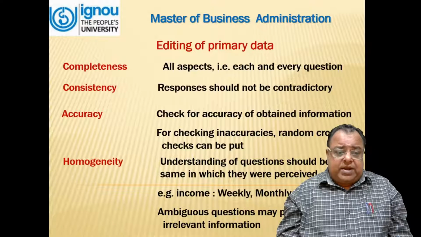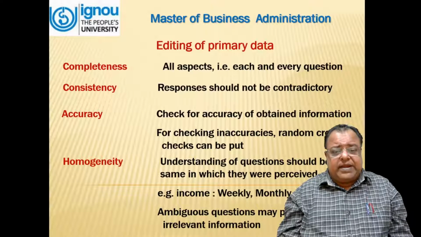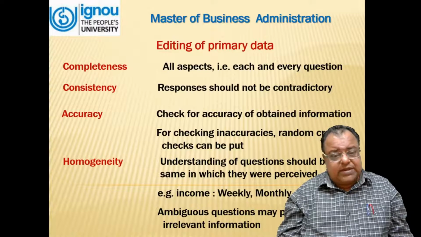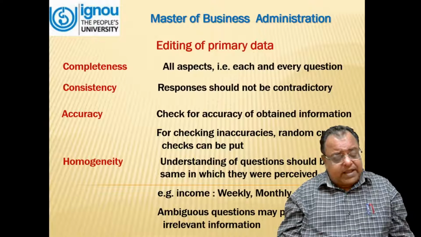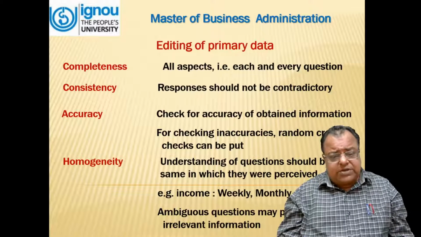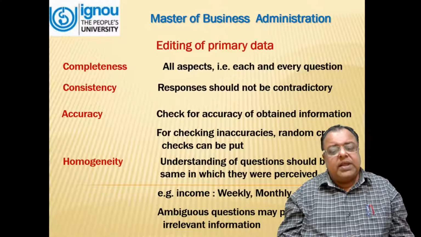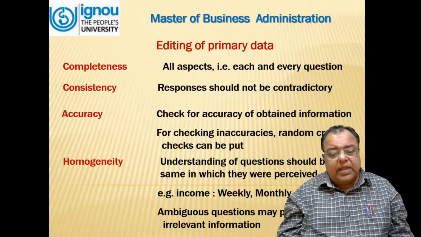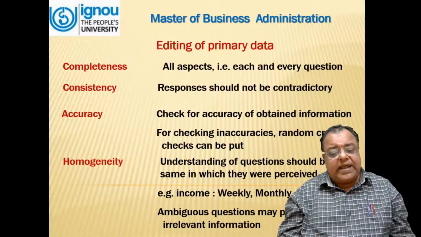The editing of primary data is to make it complete in all respects; each and every question has to be taken care of. We have to see the consistency, that the responses should not be contradictory. Accuracy, we have to check the accuracy of the obtained information. For checking accuracy, random cross-checks can be made. And regarding homogeneity, the understanding of questions should be the same in which they are perceived. For example, income can be weekly, monthly, or annual. Ambiguous questions may provide irrelevant information.